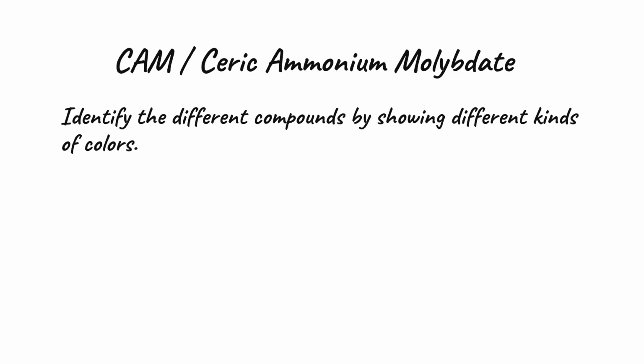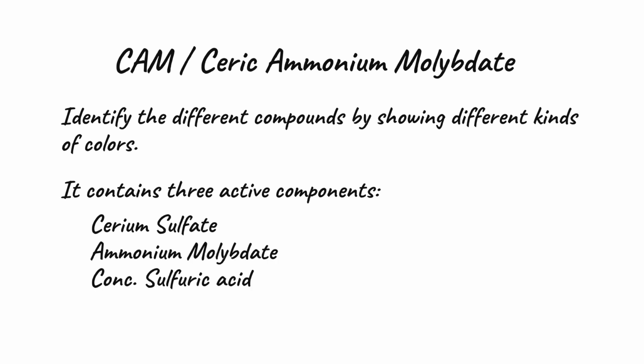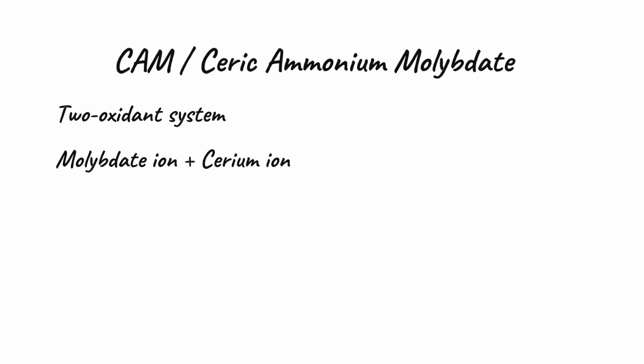CAM, or ceric ammonium molybdate, is the stain that separates different compounds by showing different colors. CAM solution contains three active components: cerium sulfate, ammonium molybdate, and concentrated sulfuric acid in water. This is not a single oxidant like KMnO4, it is a dual oxidant system. The molybdate ion and the cerium ion work together, and the sulfuric acid provides a strongly acidic environment that activates the oxidation.